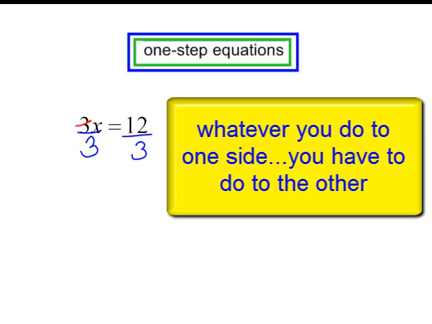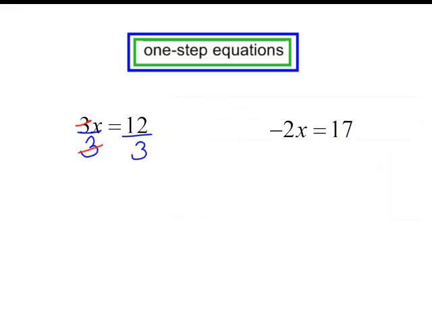So just like we planned on the left side, 3 divided by 3, that will just be 1, or 1 times x, which is x. On the right side, 12 divided by 3 is 4.